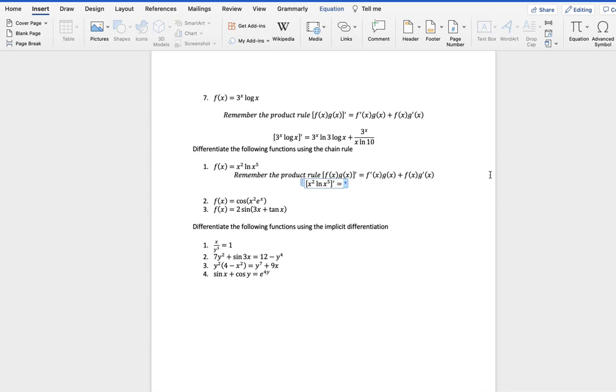Does everyone agree? Let me write it down so it's clear. Times ln of x to the 5 plus 5x. Does everyone agree with that?